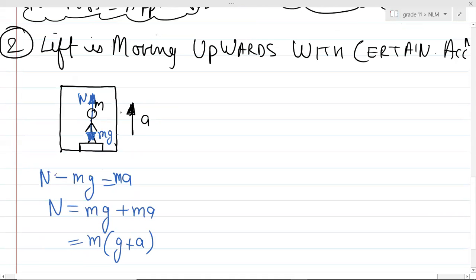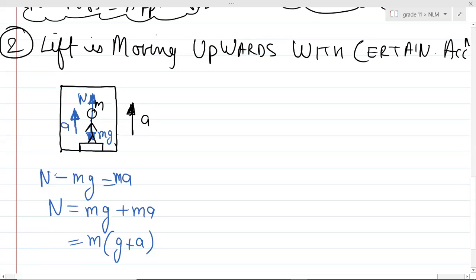If the lift is accelerating up, the normal force is greater in this case. Our man was standing inside a lift at rest, right? So whatever the acceleration of the lift, that will be the same as the acceleration of the man. So due to which, what will happen? Our man will go up with the same acceleration.